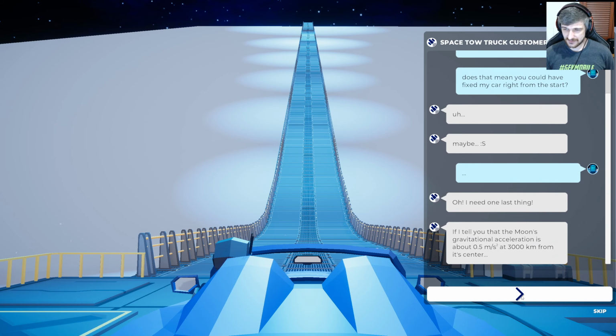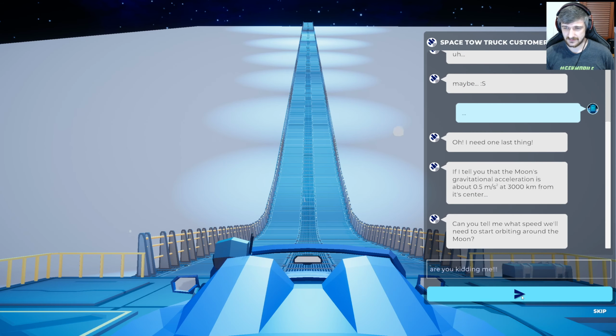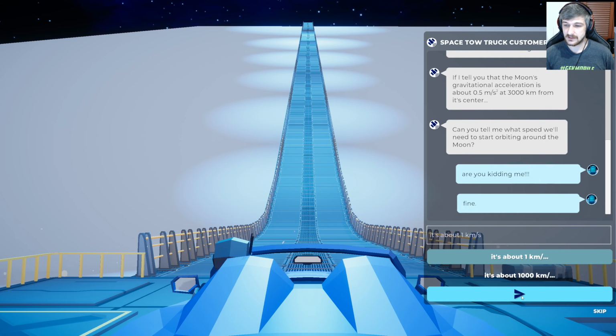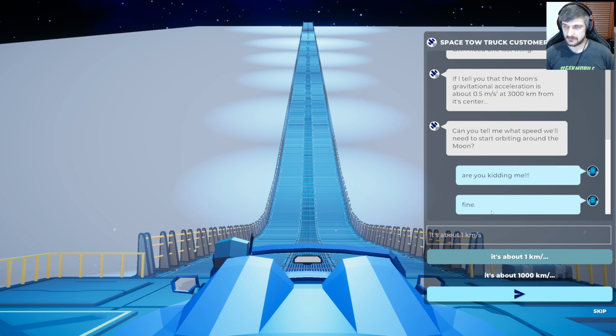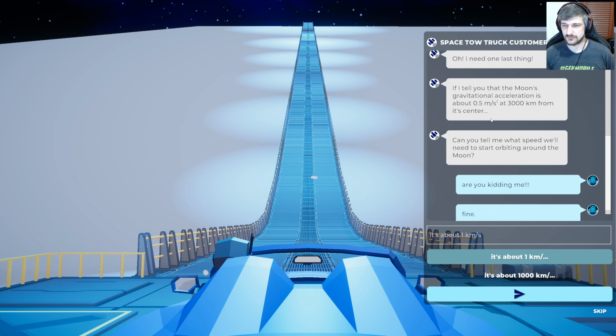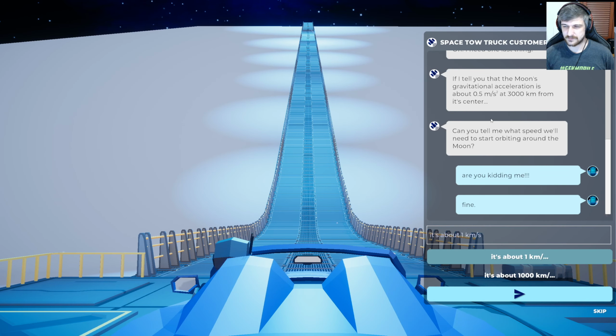If I tell you that the moon's gravitational acceleration is about 0.5 meters per second at 3,000 kilometers from its center, can you tell me what speed we'll need to start orbiting around the moon? Are you kidding me? What? 0.5 at 3,000? What speed we'll need to start orbiting around the moon? And there's only one. A kilometer or a second? 1 kilometer a second.